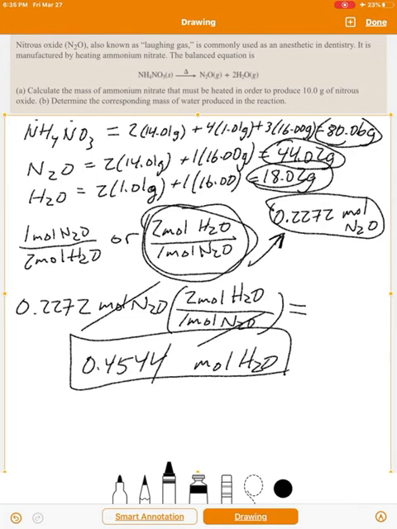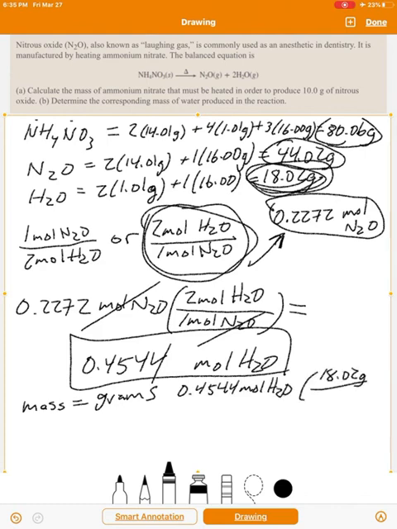We want to know the mass. Remember, in chemistry, when they say mass, they mean grams, 9 times out of 10 anyways, or if they say grams, they mean mass, okay? So how do we do that? Well, we've got this 18.02, that's the molar mass of water. So you convert the number of moles to the number of grams. So 0.4544 moles of water, and then it's 18.02 grams of water per mole.